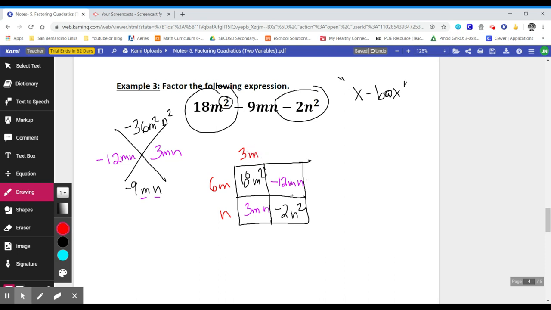Finally, what can I take out of these two? It looks like I can take out the number 2. And it also looks like I can take out an n from both of these. And the first one is negative, so I have to make sure to put a negative in front of that too.